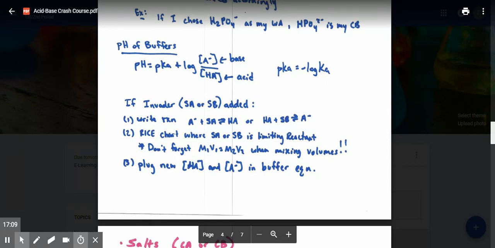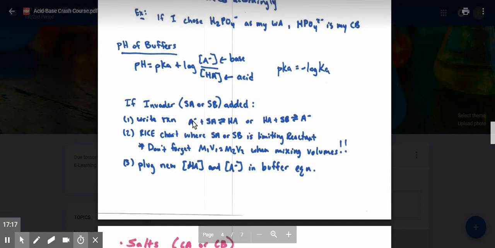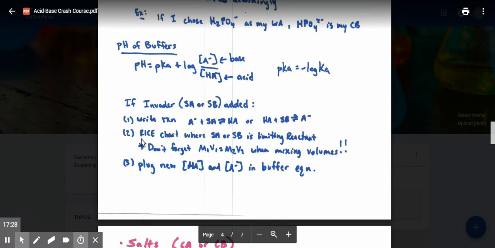But if I'm adding an invader, so an invader is a strong acid or strong base, you first have to write your reaction. If it's a strong acid that you're adding, this is your reaction. If this is a strong base that you're adding, this is your reaction. This is like the conceptual thing we were talking about earlier.